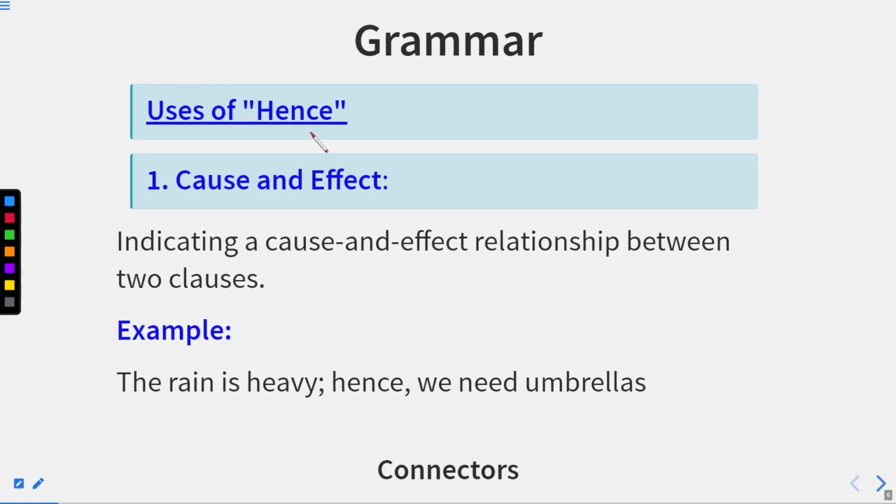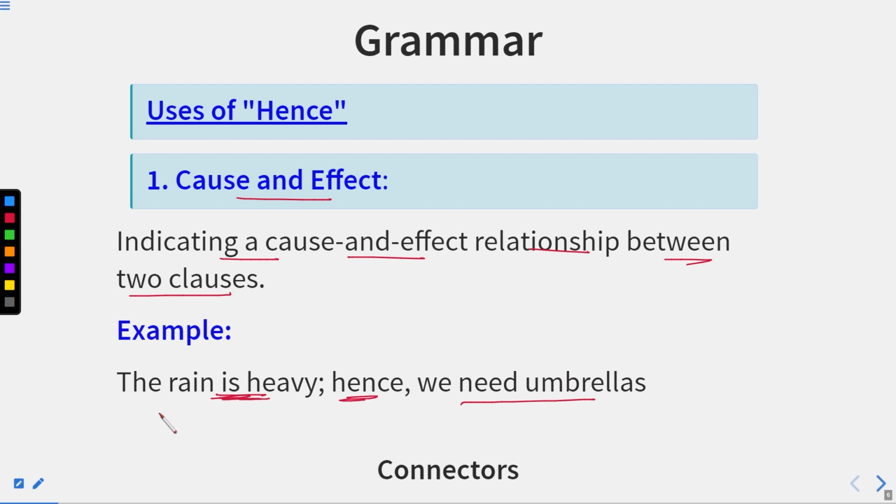Now, use of hence. First of all, it can be used to show cause and effect, indicating a cause and effect relationship between two clauses. So there are two clauses. One is the cause and another is the effect of that particular cause. So here we are just connecting the cause and its effect with the word hence. Now the rain is heavy, hence we need umbrellas. So why do we need umbrellas? Just because the rain is heavy.